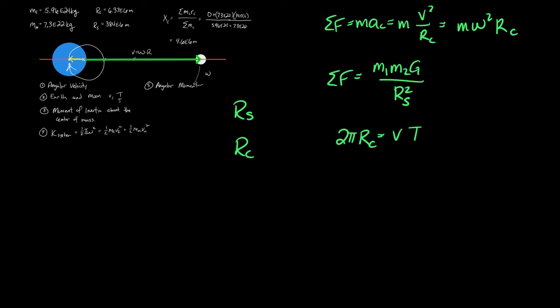So let's do the work real quick, because I want to remind you there's a series of steps here. I would probably find the velocity first. We can do that straight away because we know the net force equals two different things. We can just set those things equal to each other. So I'm going to state that M1 M2 G over RS squared equals M V squared over RC.